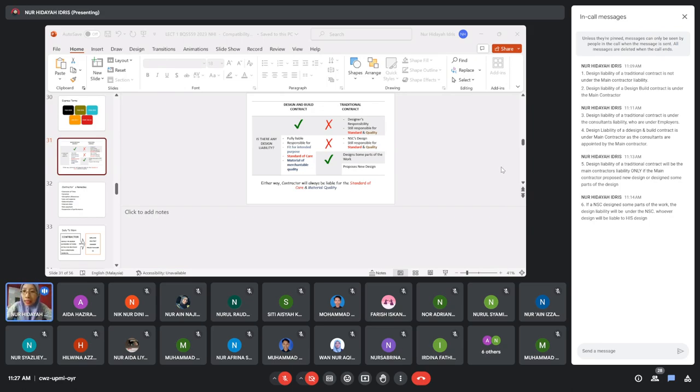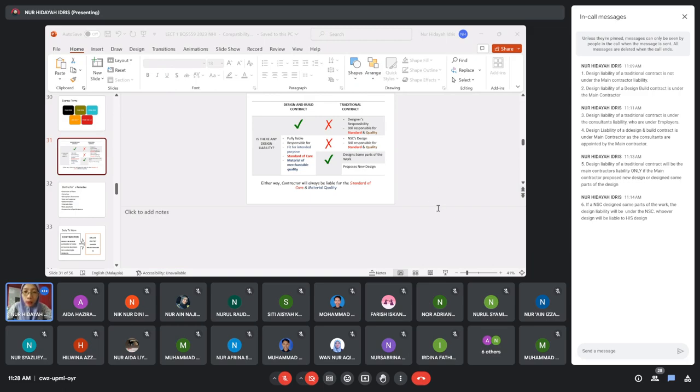Alright. Design liability of a traditional contract is under the consultant liability, who are under the employers. It's true. Semuanya adalah di bawah consultant's liability. So whoever design will be held liable for their design. And in traditional contract, the consultants are under employers. And then design liability of a design and build contract is under main contractor. Okay, kita dah cakap juga tadi, as all the consultants are appointed by the main contractor.